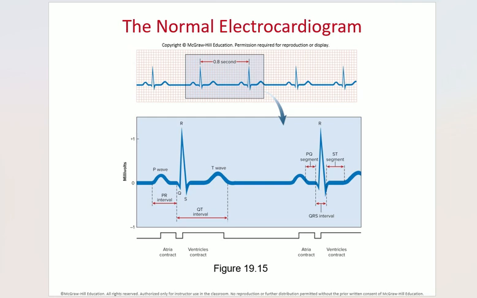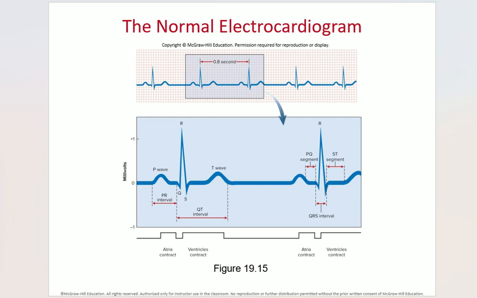So again, EKG, ECG, it's a normal electrocardiogram. Either abbreviation you use is interchangeable. Both are correct. So all of these bumps have names. We have our P wave first. Then we have QRS, so the Q, the R, and the S, we call that our QRS. We lump it together. And then we have our T wave.